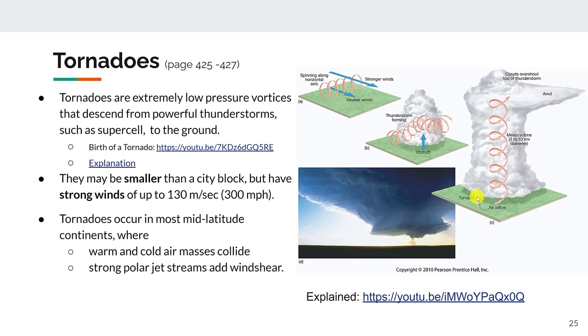You will have this funnel cloud formed beneath this cumulonimbus cloud. That is a very typical characteristic of tornadoes, right? Okay, so that is how it forms. Well, watch this video, you will see the animation.